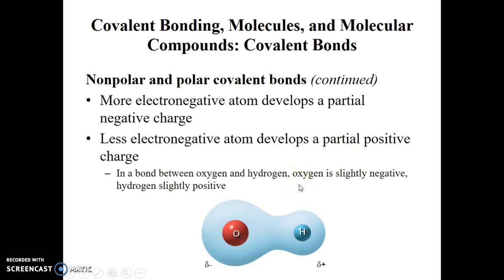The electrons like the oxygen atom a little bit more. They'll still move around the hydrogen atom, but not near as much. So they stay towards the oxygen atom. And what happens is we have a partial negative charge that surrounds the oxygen atom and a partial positive charge that surrounds the hydrogen atom because of the unequal sharing of the electrons.